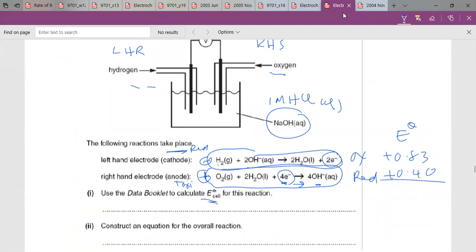So E cell is how much? E cell here is equal to positive 1.23 volts.